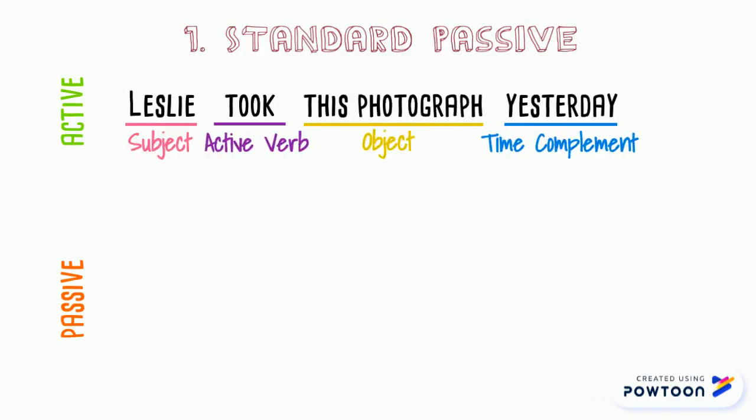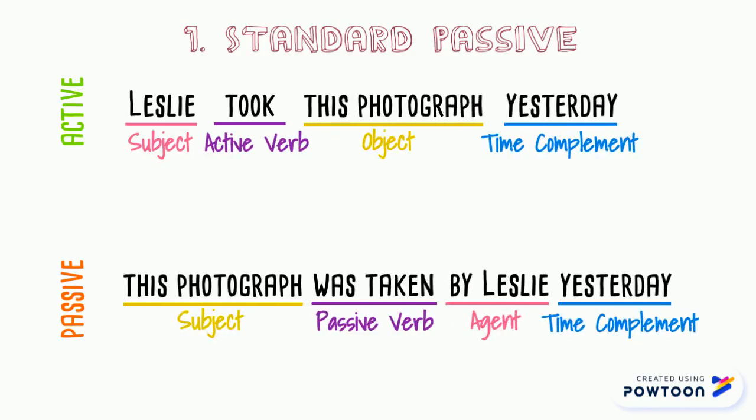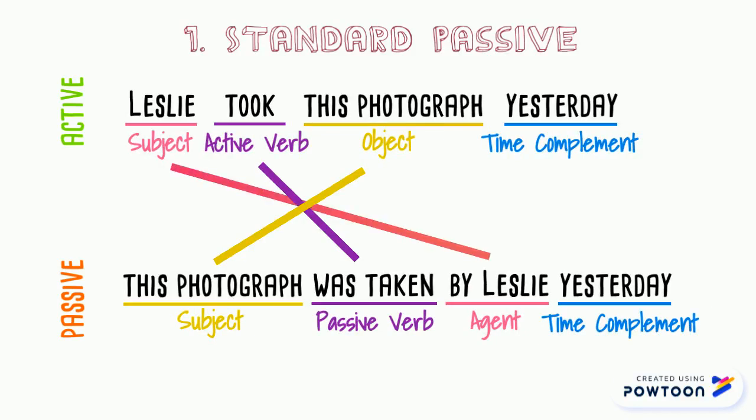In a standard passive sentence, the object of the active becomes the subject of the passive. Then the verb is turned into a passive verb. The subject of the active becomes the agent of the passive. And finally, we add the complement.